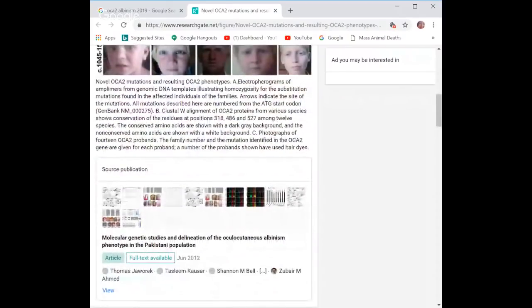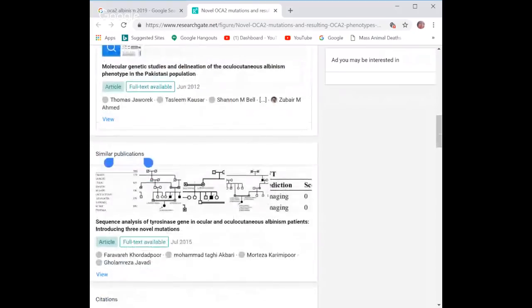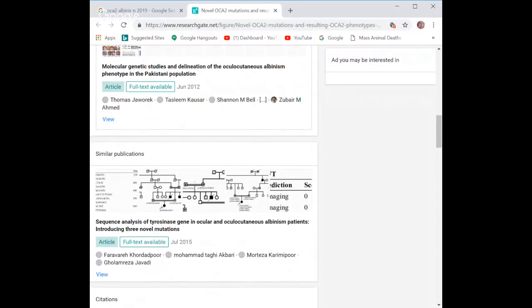They have a lot of their data. They have source publications here. They have an article, Molecular Genetic Studies and Delineation of the Oculocutaneous Albinism Phenotype in the Pakistani population. So this is not just something that you see in Europe. This is something throughout the world. I hope that this was interesting to you. They have some publications, so you can go, I'll put this link as well in the description box, and you can go to this link and look up these figures yourself if you want.